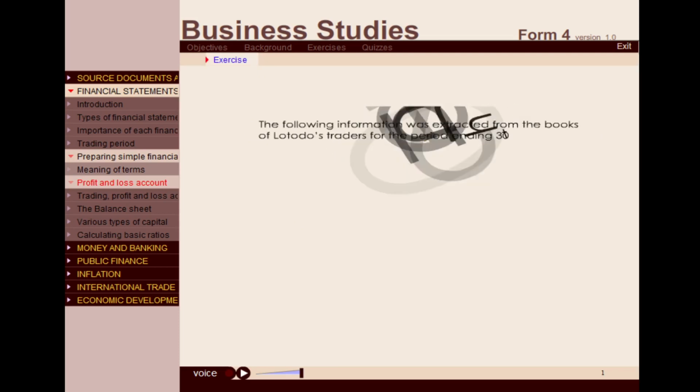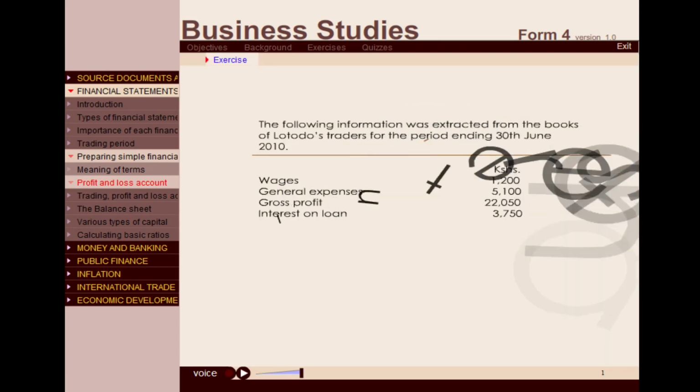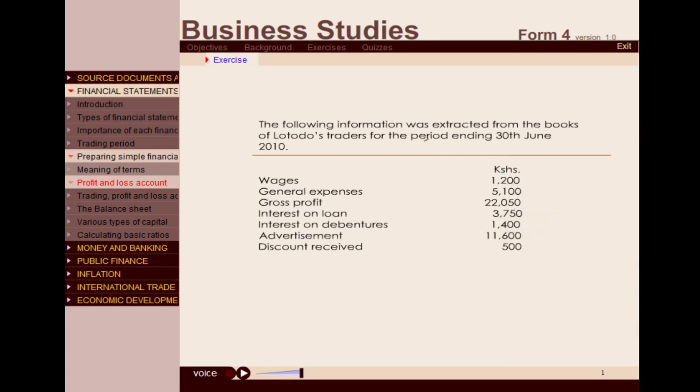Exercise. The following information was extracted from the books of Lotodo's traders for the period ending 30th June 2010. Wages 1,200. General expenses 5,100. Gross profit 22,050. Interest on loan 3,750. Interest on debentures 1,400.